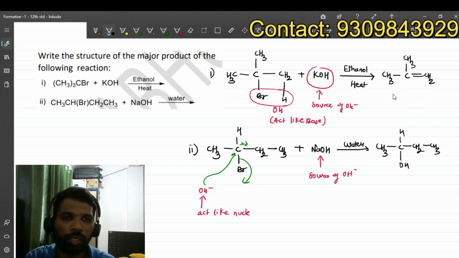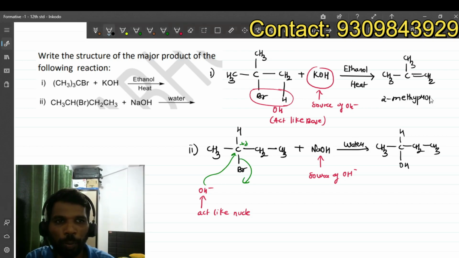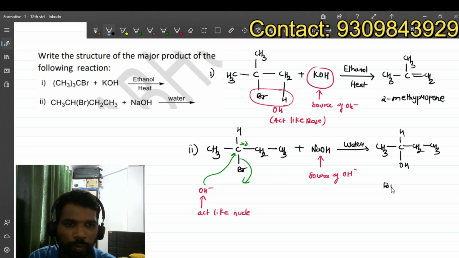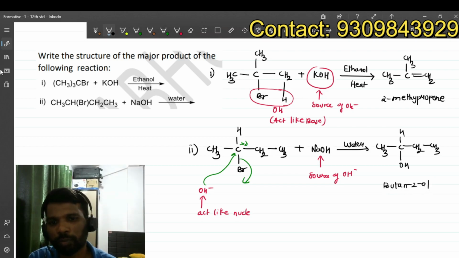Here the name is 2-methylpropene, and here it is butan-2-ol.